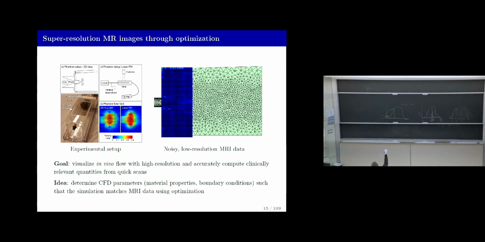And what we'd like to do is take this data, somehow couple it with our CFD simulations, and figure out what all the free parameters of the CFD simulations should be, namely boundary conditions, initial conditions, and material properties. And then once we have that, our CFD simulation is somehow certified with MRI data, and we can trust it to actually use it to make medical decisions.